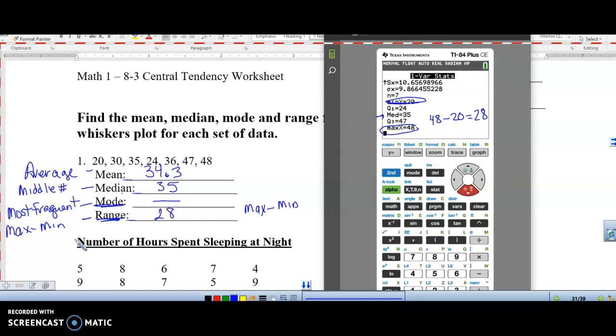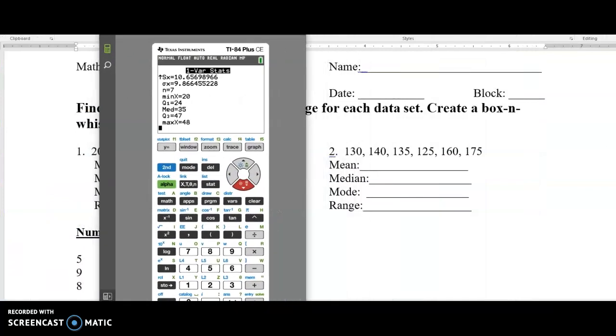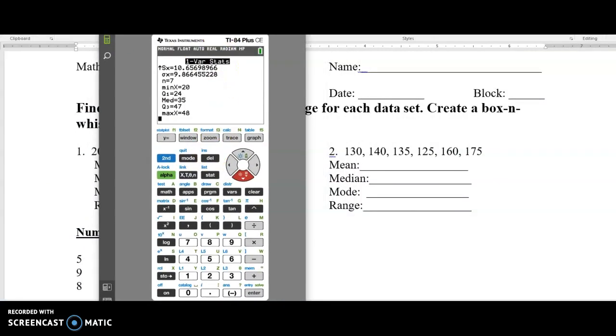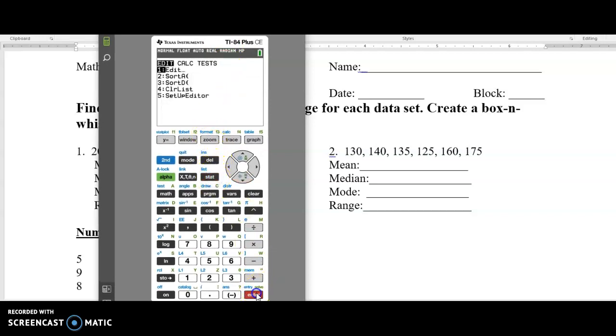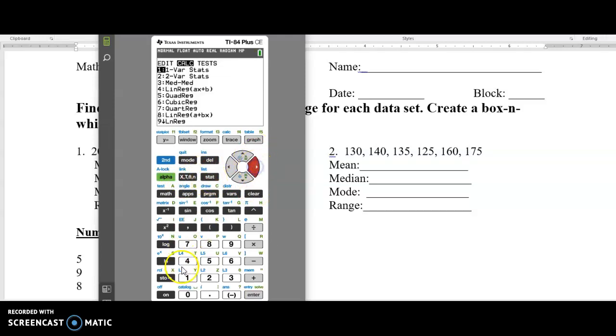All right? So let's look at some more entries here. All right, let's look at this next set of data, this number 2 here. All right, we're going to go in here at Stat, Edit, go up and clear it. Okay, and we're going to put these numbers in. So we got 130, 140, 135, 125, 160, and 175. Okay, Stat, Calc, number 1.